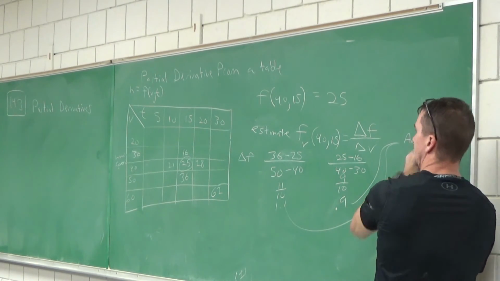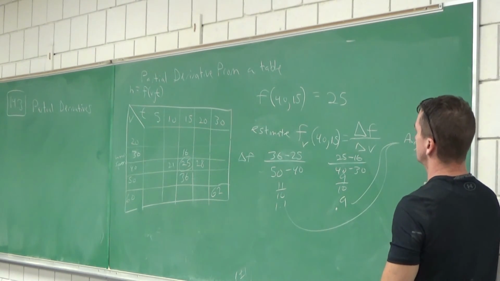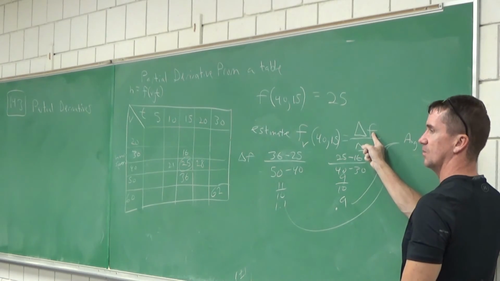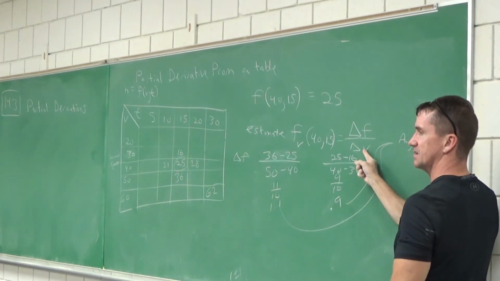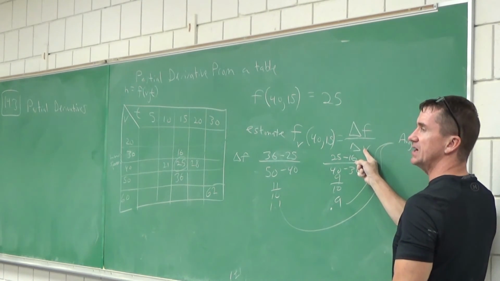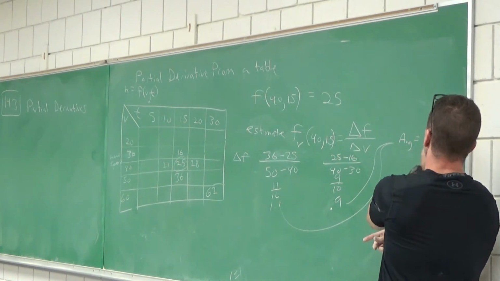So I'm going to put, you can go up here and go, hey, the average of this turns into 1. Now, when we talk about units, what was this? 1 feet per, what was V units? So 1 feet per knot.